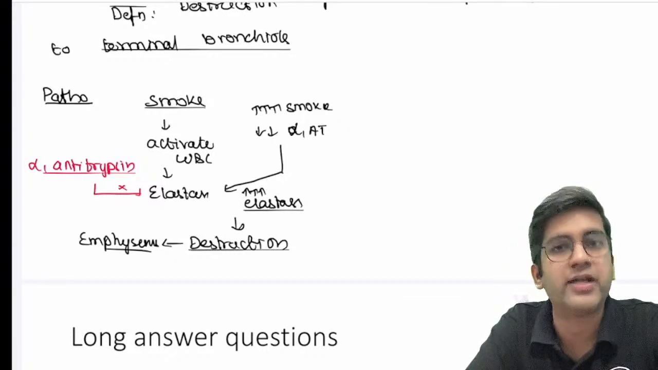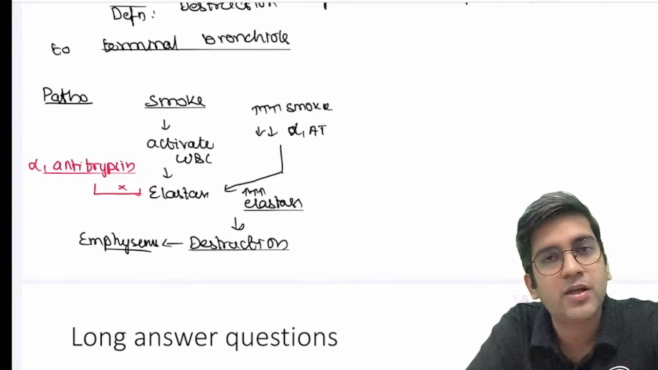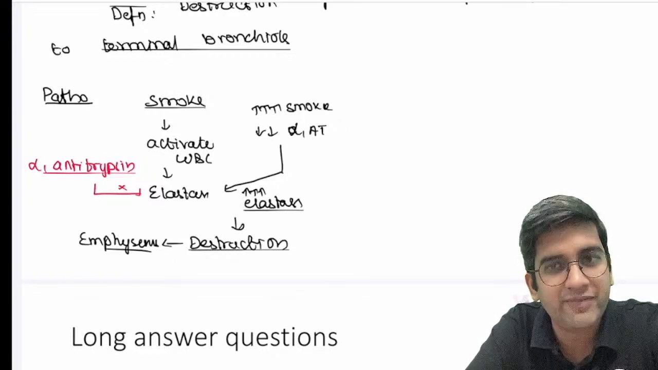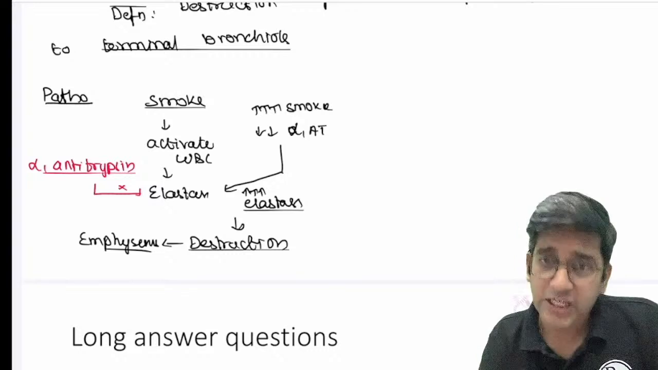Same for your chronic bronchitis. Chronic cough with expectoration, again difficulty in breathing, again weight loss and everything, fine. Asthma is also COPD.